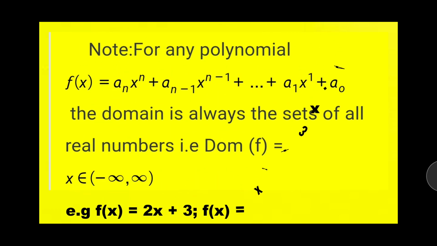So this is an example of functions that we can call polynomials. The first example showing is a linear function, which can still be called a polynomial. Then the other one is a quadratic function, x squared plus 3x minus 4. So for these, the domain will basically be negative infinity to infinity.